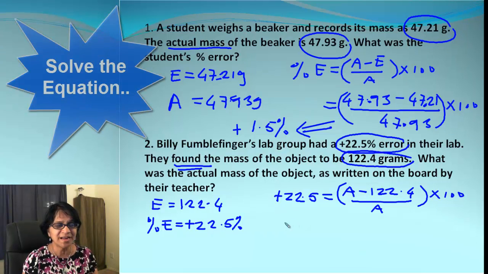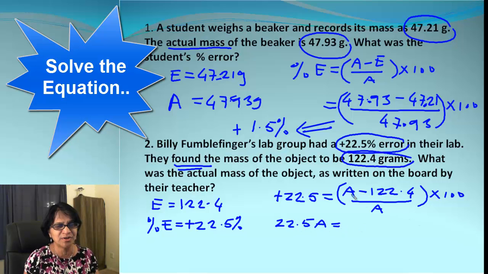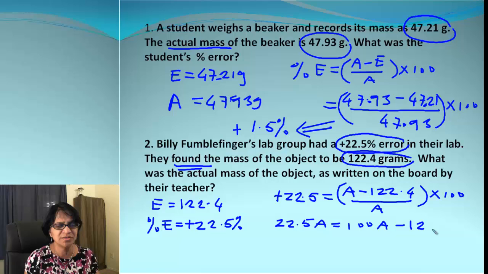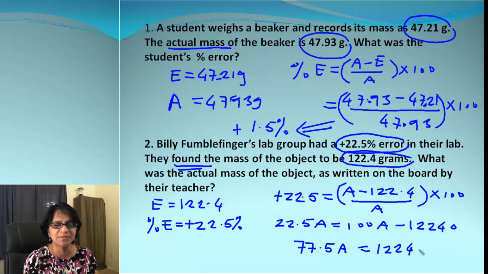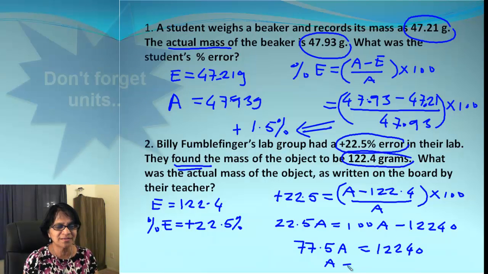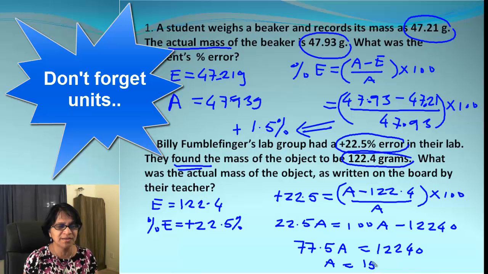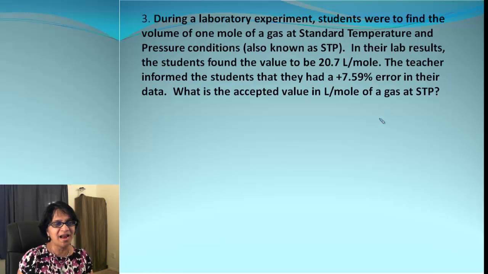Now this is a little algebra there, so when you multiply both sides by A, we end up getting that as A, and when you multiply by 100, you end up getting 100 times A minus 12240. When we rearrange both these sides, we end up having 77.5 A equals 12240. And then when we solve that, the answer comes out to be 157.9 grams.